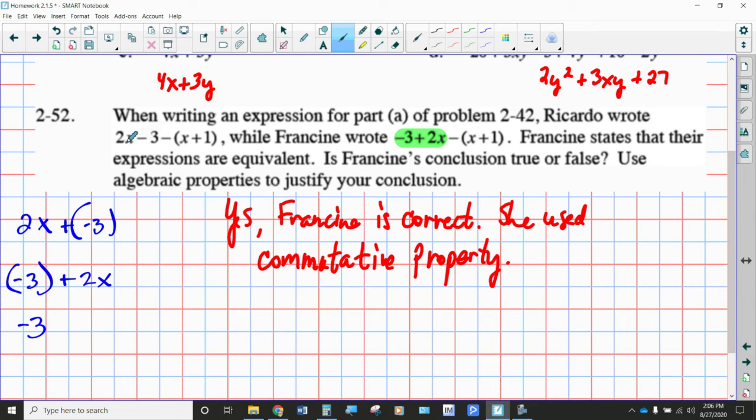That's why it's sometimes easier to just write it as 2x minus 3, because you don't need to worry about a parentheses if you're subtracting. But when you're adding a negative, you'll want to have the parentheses. But essentially, this is commutative property, and it works just fine for this problem.